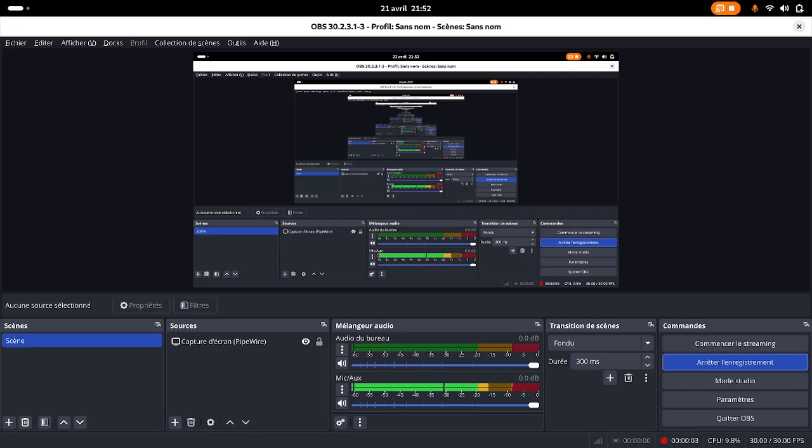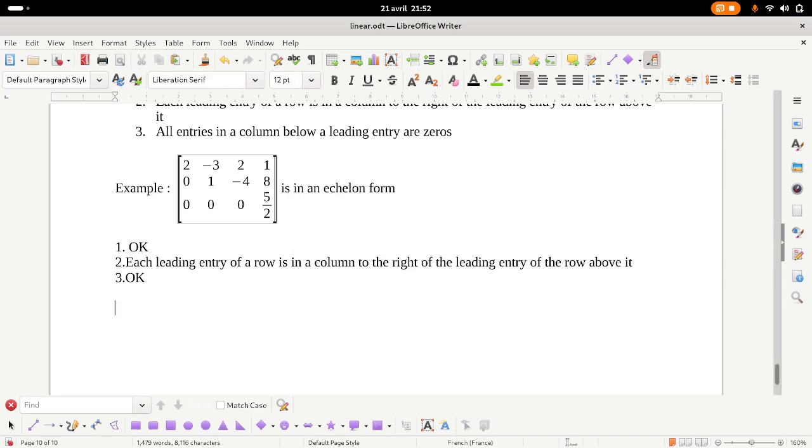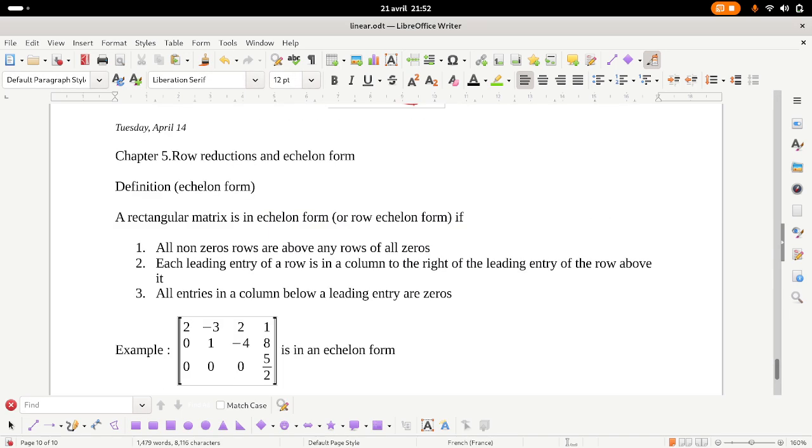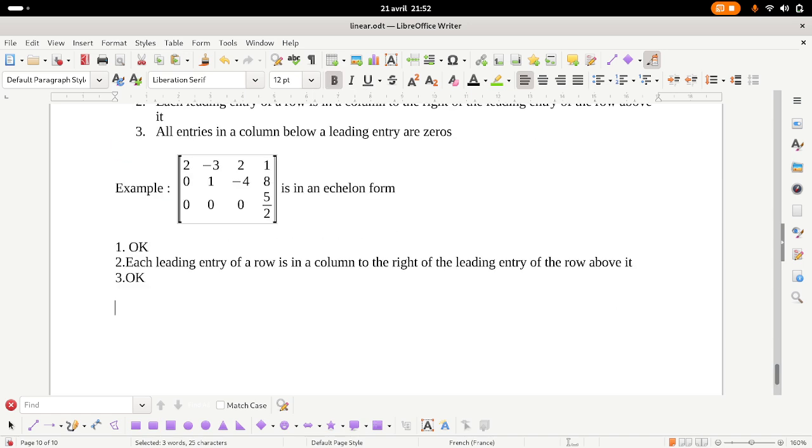So we continue linear algebra, and last time we've seen what is a matrix in echelon form. Today is Tuesday, April 21. Matrix in echelon form. We have our first example here.